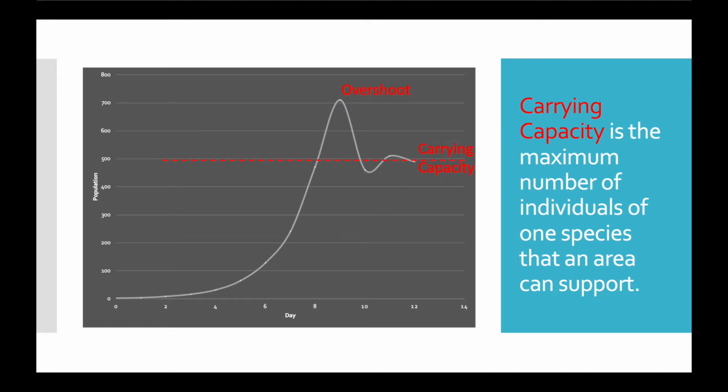Now, we refer to this level that can be sustained over time as the carrying capacity. Specifically, the carrying capacity is defined as the maximum number of individuals of one species that an area can support. Every area has its carrying capacity. A lake might have a carrying capacity for trout. A forest might have a carrying capacity for falcons. And in fact, many people have talked about the Earth having a carrying capacity for humans.